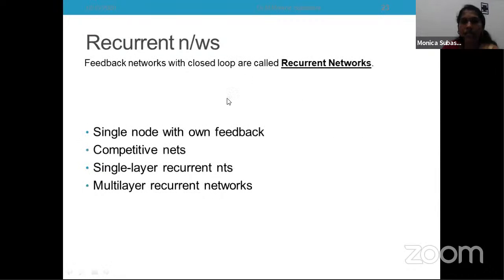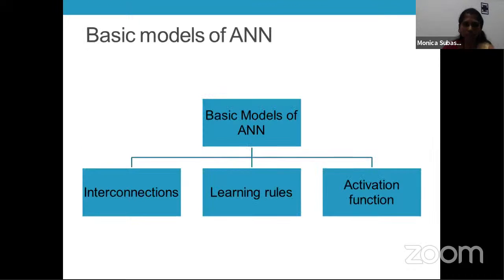Third type is recurrent networks, and we do have different types of recurrent networks. Right now in deep learning, most of the researchers are working with recurrent networks because memory-based problems can be solved using recurrent networks. First type is single node with own feedback. Next one is competitive nets. Third one is single layer recurrent networks. Then multi-layer recurrent network. These are the 4 types of recurrent networks. And right now, based on the interconnections, we saw the broad areas among the networks.